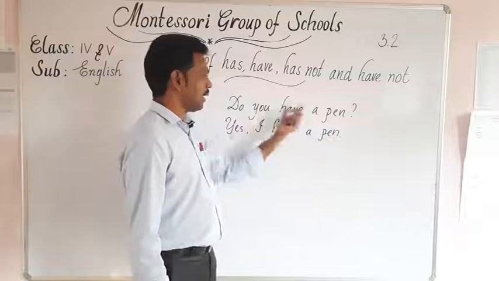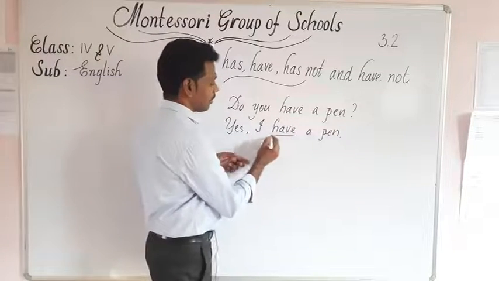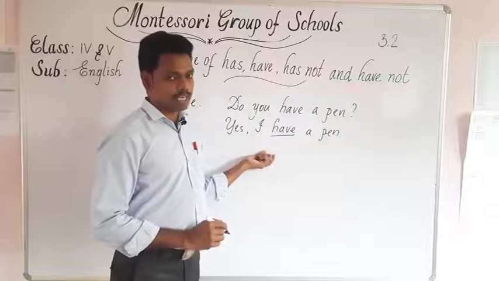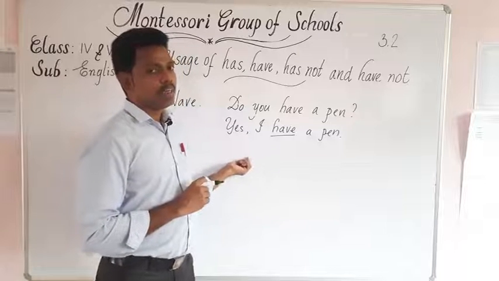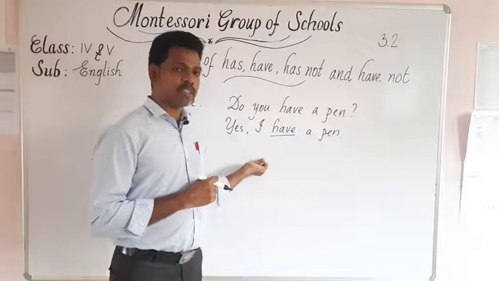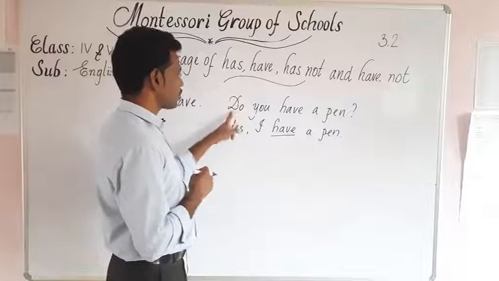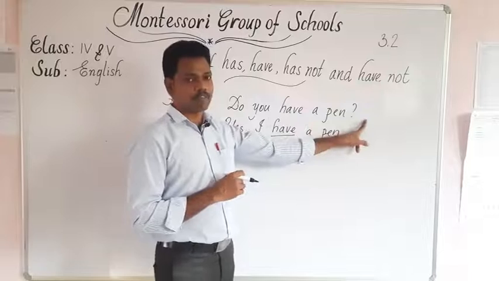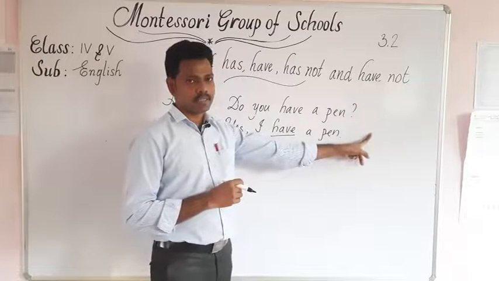Do you have a pen? Yes, I have a pen. So here, the verb have is possessive case. So when we talk about the possessive case, when we make an interrogative sentence, always keep in mind with the first person, singular plural, second person singular plural, third person plural, we have to use do plus have. That is the positive question, the positive interrogative sentence.